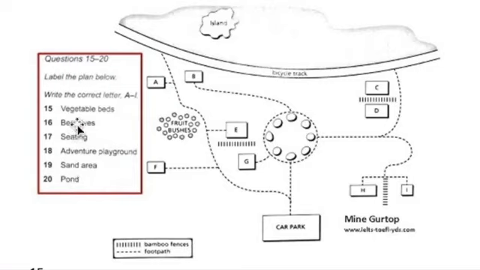Try to mark the answers from 15 to 20, and the answers will always be in the form of alphabets: A, B, C, D, E, F, G, H, I. Let me just play the audio.